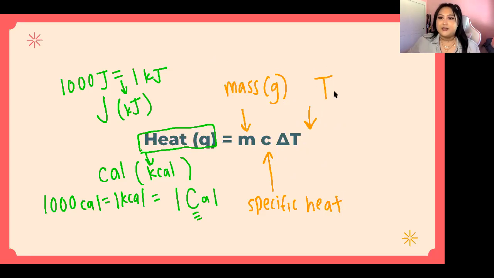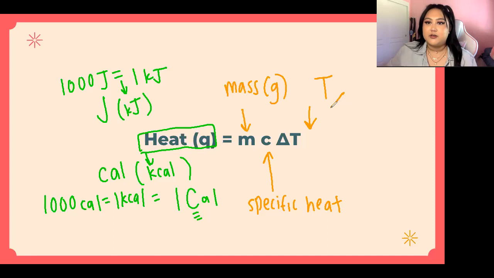So it's going to be the final temperature minus the initial temperature, TF minus TI. Okay, and that should be breaking down the components of this formula. Does anyone have questions on how to use this, or do you want to go straight into the problems?